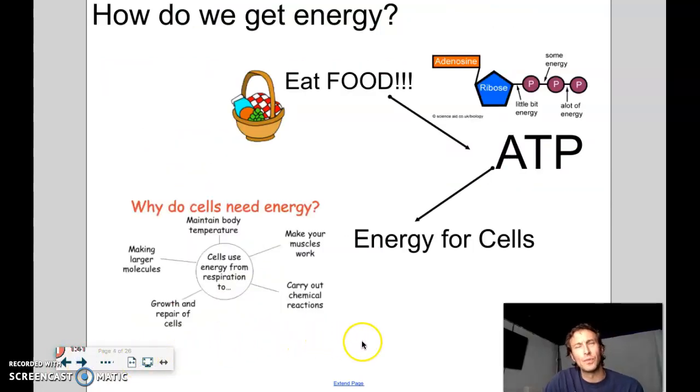So just an overview of the whole picture. If you think about it, you eat food, and there's lots of different macromolecules in there, and in those macromolecules, there's lots of bonds. Ultimately, you need to break those bonds down into ATP, and then that ATP can be used for all of these things in the lower left: maintaining your body temperature, making your muscles work, carrying out other chemical reactions, repairing cells, all the things that a cell needs to do and needs energy to be able to do. It needs to be able to get that from this process. So a very important process, cellularly speaking.